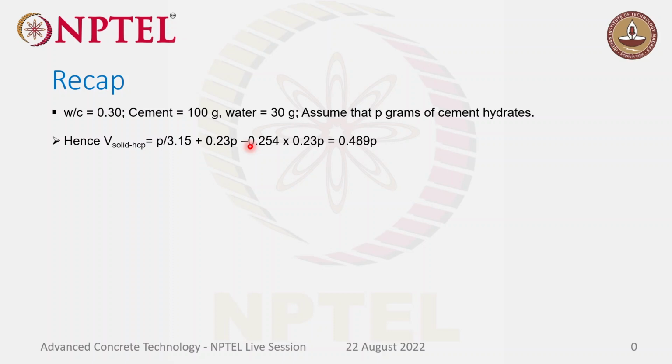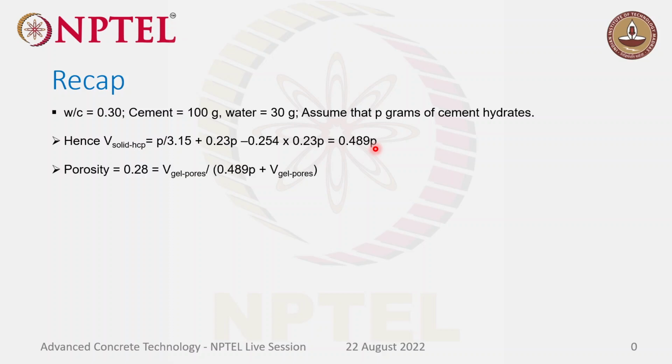The shrinkage is 25.4 percent of the bound water, so 0.254 multiplied by 0.23p is the shrinkage. Once we sum all these up, we get 0.489 times p as the amount of solid hydration products, which does not include the gel water and capillary water. Now we have to calculate the remaining parts.